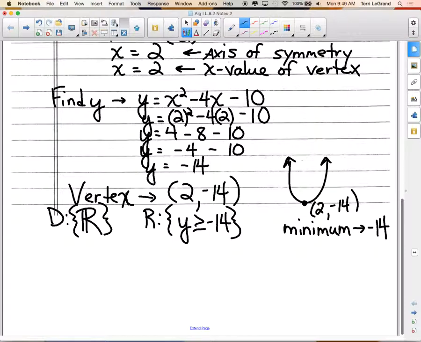Okay, how many zeros would this one have? There is something else you can tell me. Which quadrant would this vertex be in? 2, negative 14. Be third. Or no, it'd be down in the fourth quadrant. And the vertex is below the x-axis, so how many zeros would it have? 2. It would have 2 zeros, wouldn't it? That's another thing we can say about it. It has 2 zeros.